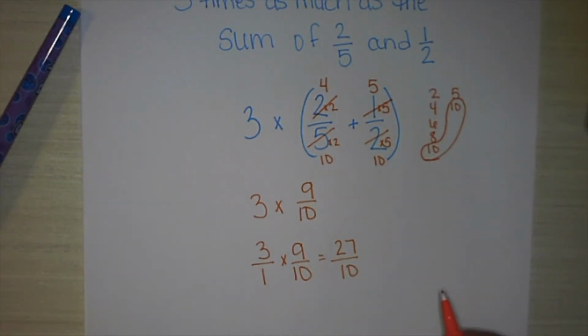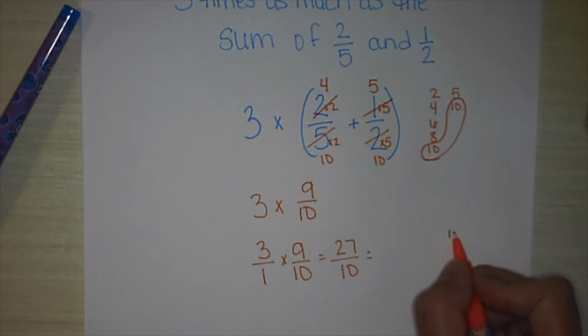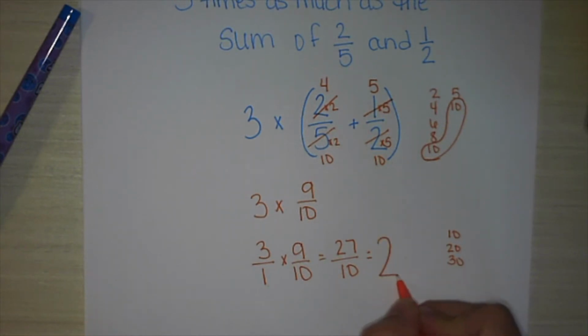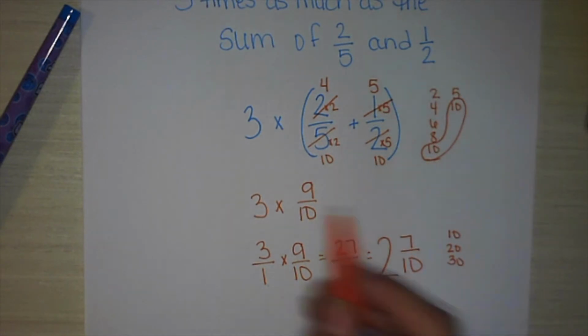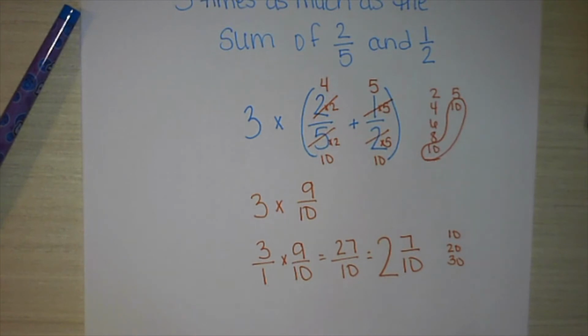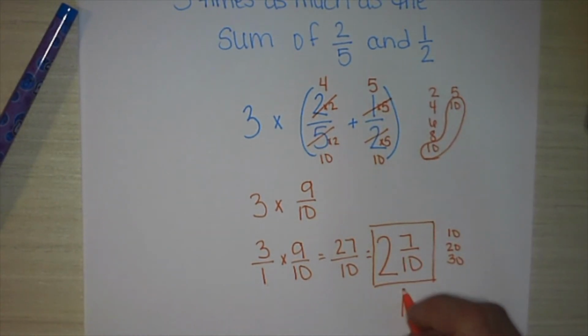So my answer is 27 tenths, but I want to take that improper fraction, a fraction greater than 1, and I want to make it a mixed number. So I look at my 10 and I do a skip count. 30 is too much, 20 is right where I want to be. So I know it's going to take 2 groups of 10. When I take 20 from 27, I'm left with 7 more. The 10 stays the same. And once I have evaluated, I can find that the 3 times as much as the sum of 2/5 and 1/2 is 2 and 7 tenths.